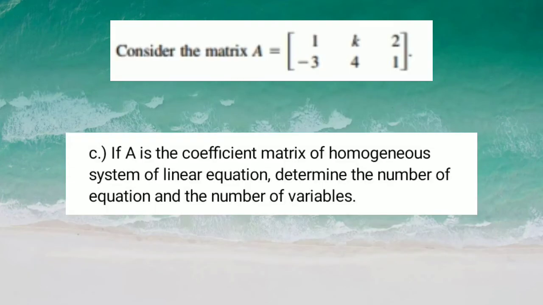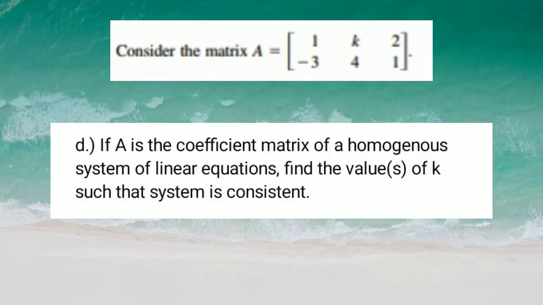If A is the coefficient matrix of a homogeneous system of linear equations, determine the number of equations and number of variables. Same as in letter A, the number of rows is equivalent to the number of equations, so we will have two equations. And the number of columns is equal to the number of variables, so we have three variables.